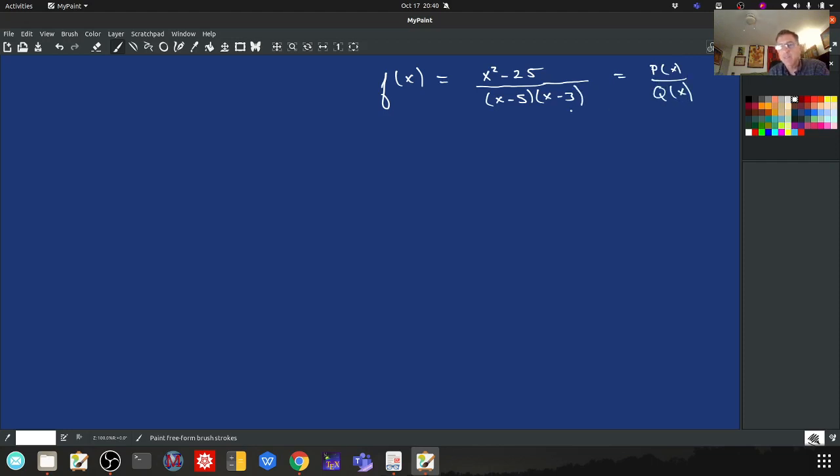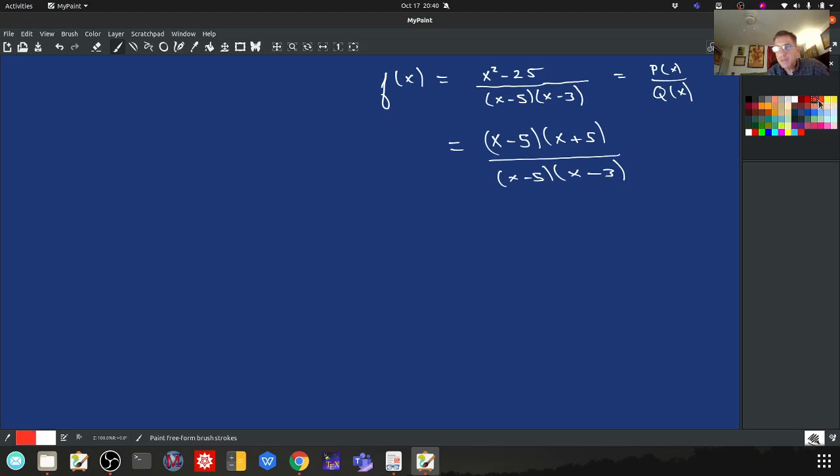And put that closing parenthesis there, because we can factor p(x). p(x) is just the difference of squares factorization. That's (x minus 5) times (x plus 5), and then it's divided by (x minus 5) times (x minus 3).